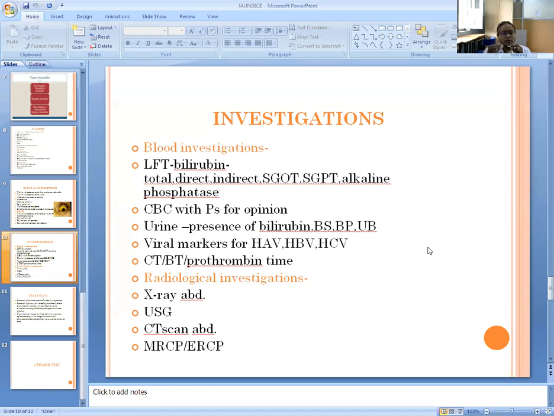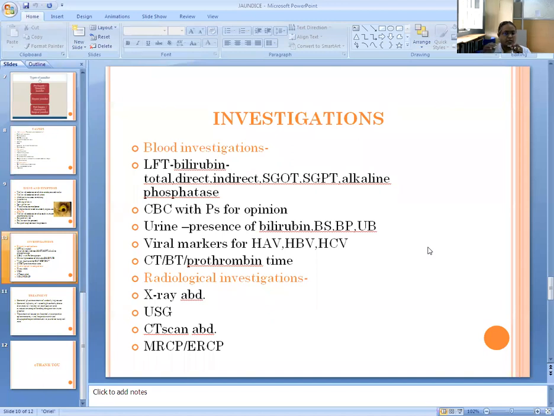Then again, if you are not able to see completely on USG, you can advise a CT scan of the abdomen. If you are suspecting malignancies of the liver, pancreas, or gallbladder, then you have to advise a CT scan of the abdomen.